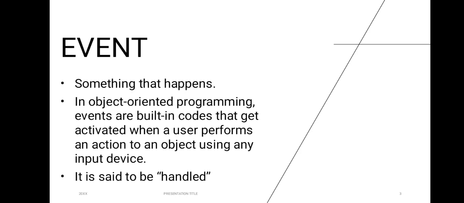But in programming, to make it more specific, in object-oriented programming, events are built-in codes that get activated when a user performs an action on an object using any input device. So in programming, an event takes place when a user performs an action in that specific program. By doing a specific action in a program, there is a corresponding result or action that will take place. That is an event.